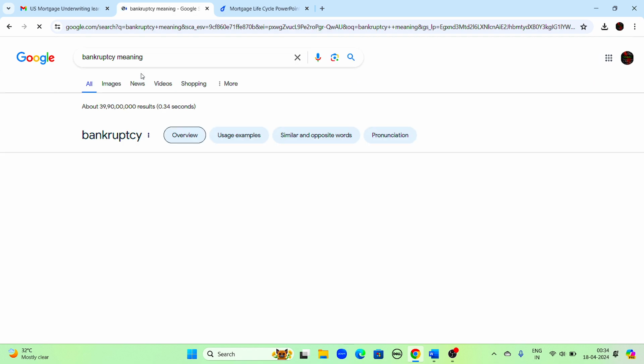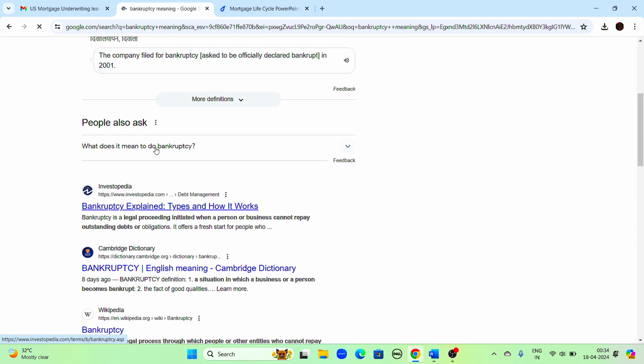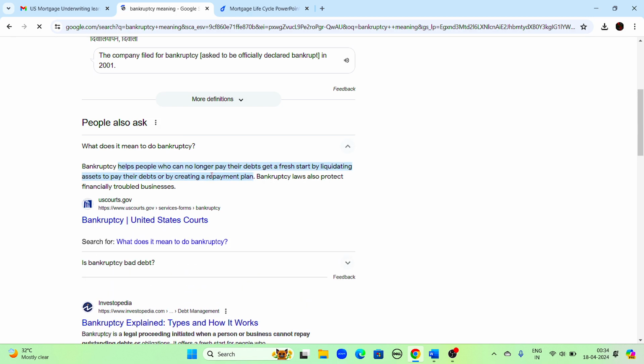So the state of being bankrupt. It helps people who can no longer pay their debts. If you are unable to pay the debts, that is called bankruptcy. It also protects the financially troubled business.